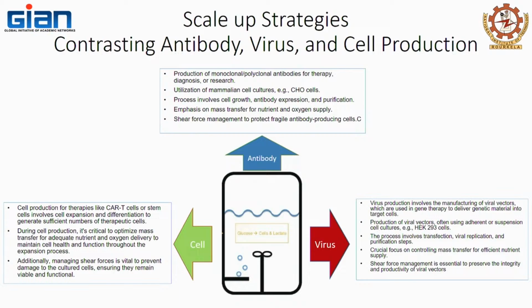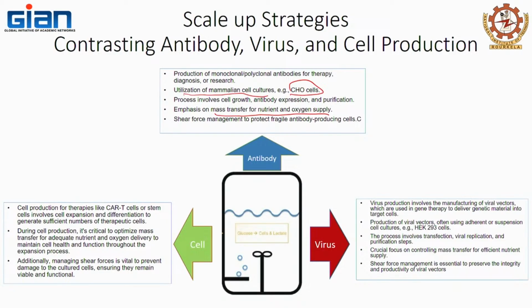Now, this is an example where you are looking at scale up strategies for, let us say, if you are doing antibodies production or the viral proteins or the cell production. So, if you are looking at antibodies, so production of monoclonal or polyclonal antibodies for therapy, diagnosis or research, you use mammalian cells. Example would be the CHO cells, which are your mammalian cells. The process involves cell growth, antibody expression and purification. The emphasis for this type of fermentation is on the mass transfer for nutrient and oxygen supply. So, that is our core focus when we are looking at mammalian cells.